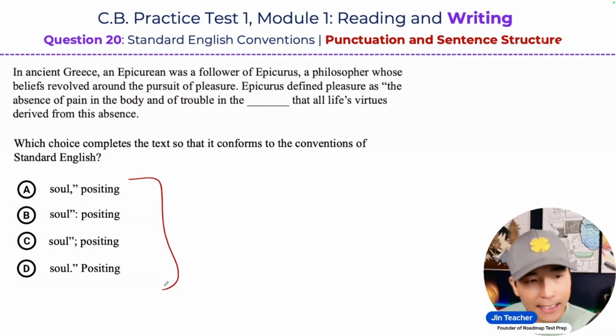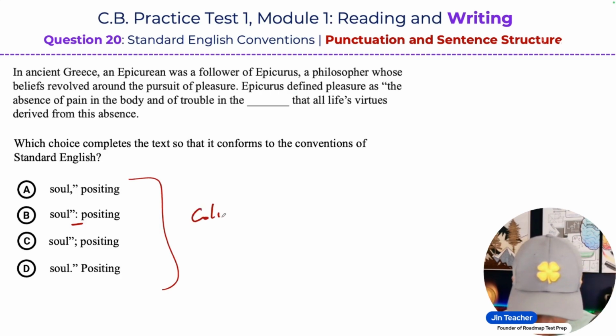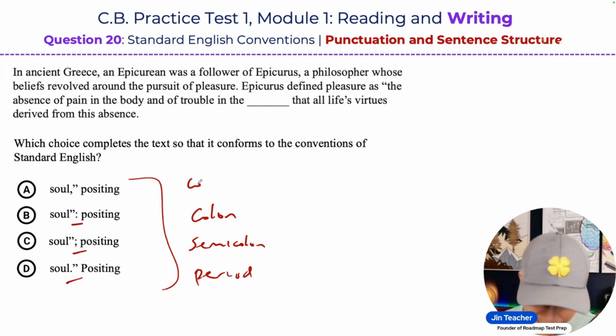So if you take a look at these answer choices, well, what do you notice, right? We notice different punctuation marks. We notice a colon for answer choice B, a semicolon for answer choice C, a period for answer choice D, and a comma for answer choice A, right?